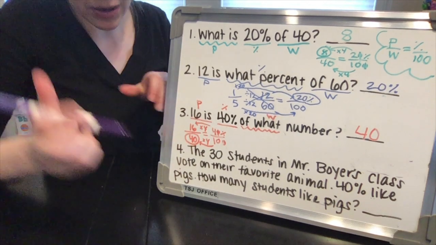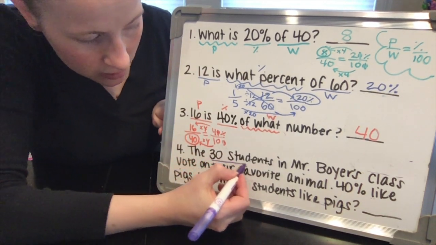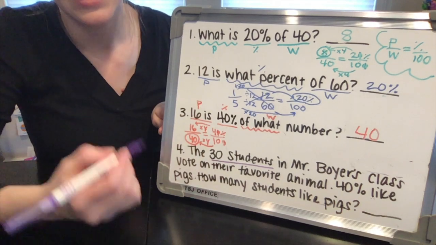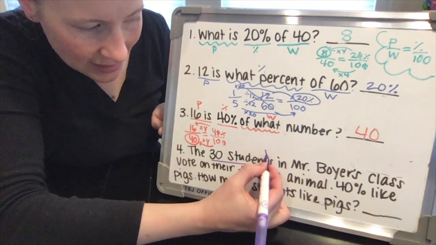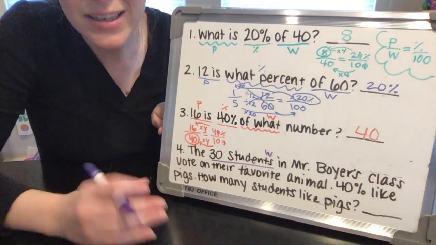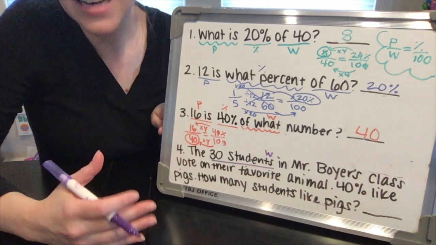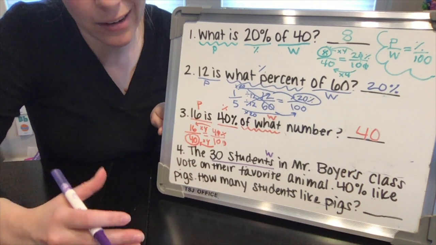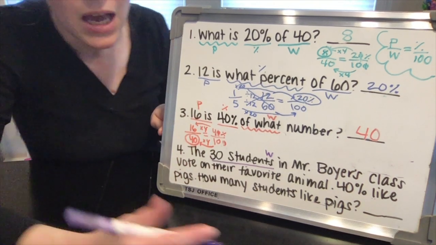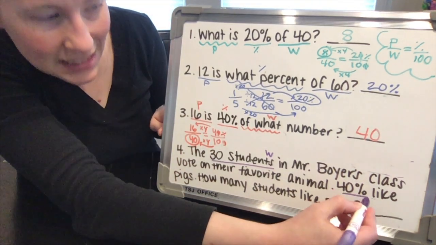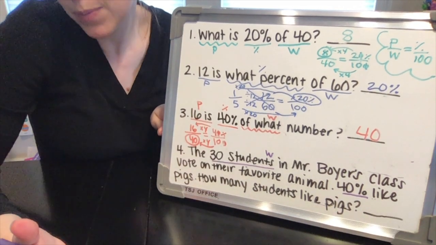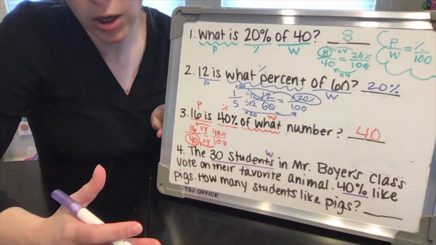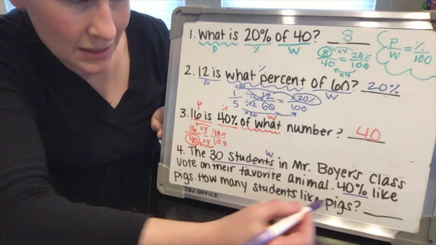So first I'm going to look at what I do know. I know that there are 30 students in the class. I know that has to be the whole class, so I'm just going to write a W right away. It told me there's 30 students in class. That's not going to be the part that vote for pigs. That's the whole class. I guarantee you they're not all going to pick pigs. We know that 40% of them do like pigs, so there's my percent. Pretty logical.